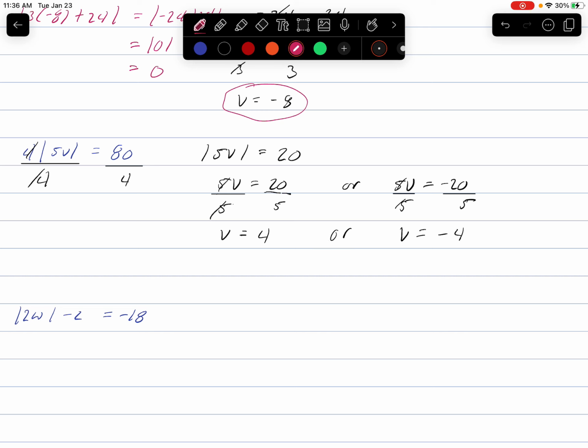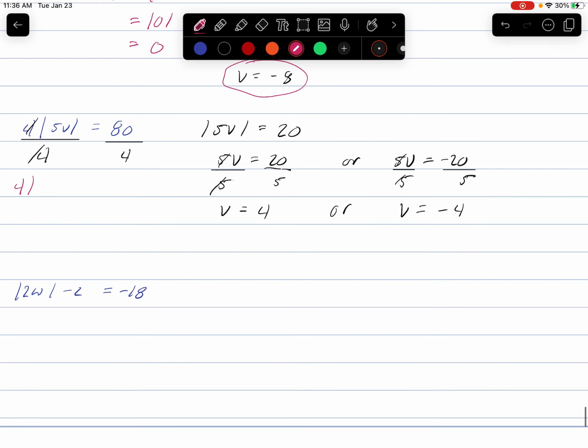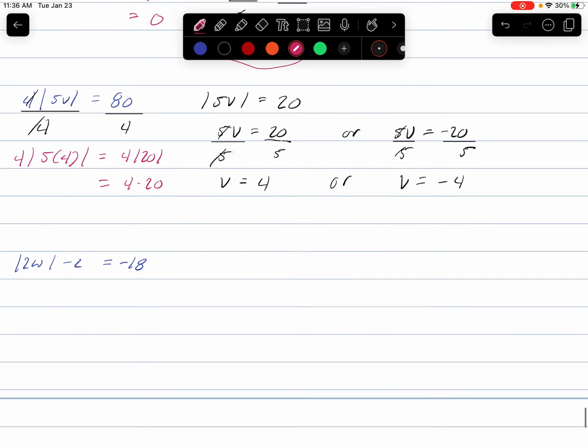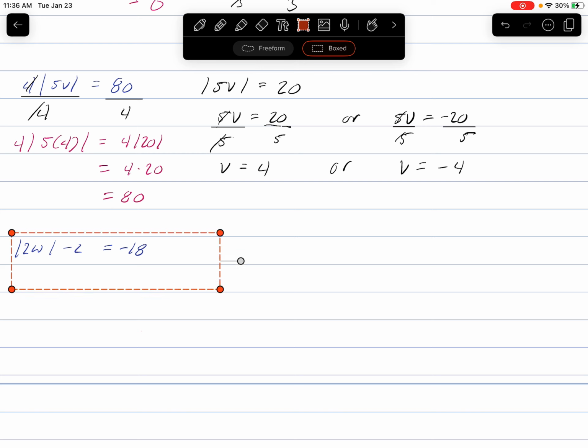So let's see that both of these make sense. So here we initially started with 4 times the absolute value of 5v. So we'll do 4 times the absolute value of 5 times 4. And that's going to give us 4 times the absolute value of 20, which is just 4 times 20. And that's going to give us 80. So that one works. Let's check the other one.